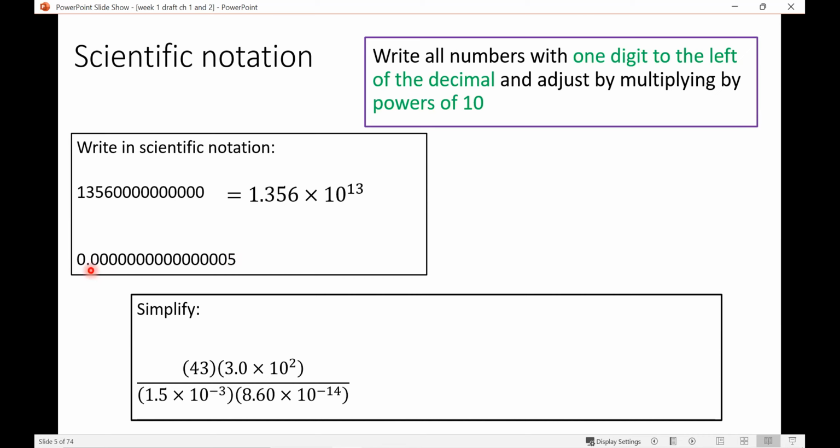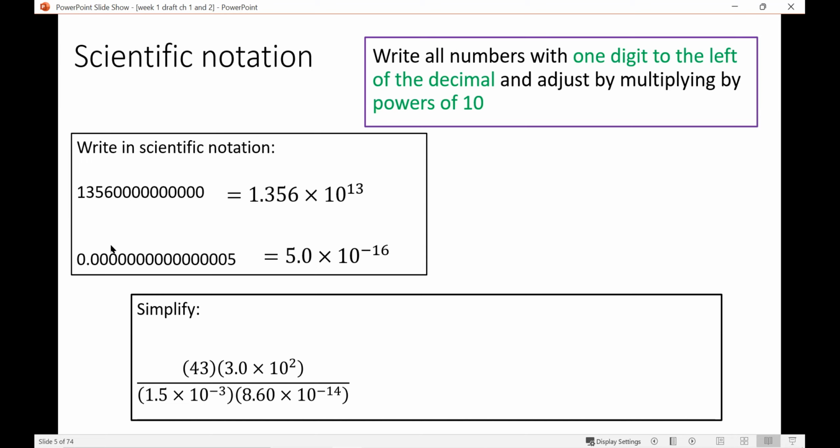So we have to figure out how many times we need to move the decimal: 3, 6, 9, 12, 15, 16. We're going to move the decimal 16 times to the right. So we're essentially multiplying this number by 10, 16 times. So we're going to have to divide it by 10, 16 times to get back to this original number. Okay. So these numbers in scientific notation are equivalent to the number in non-scientific notation, right? The negative 16 tells us that this number is really, really tiny.